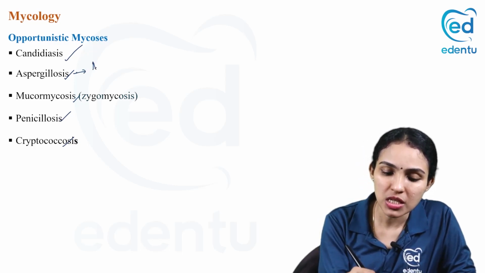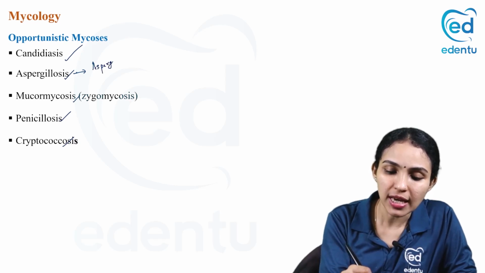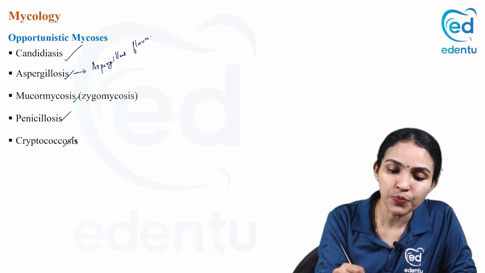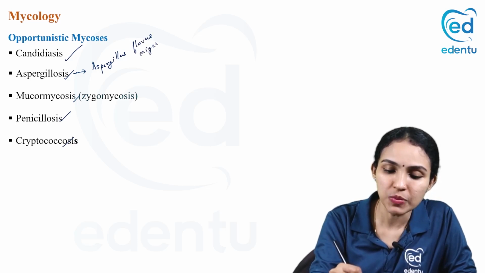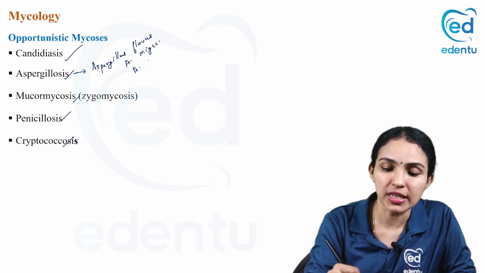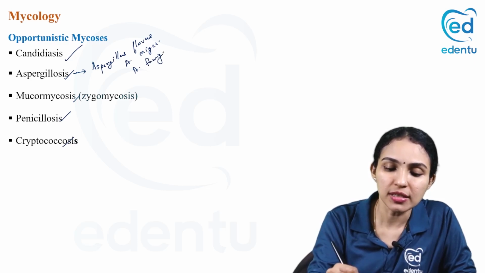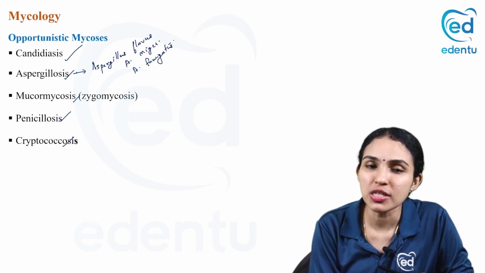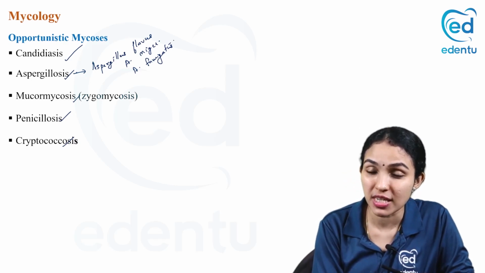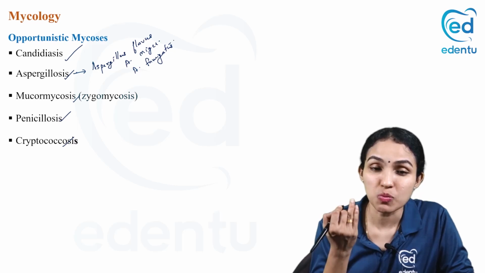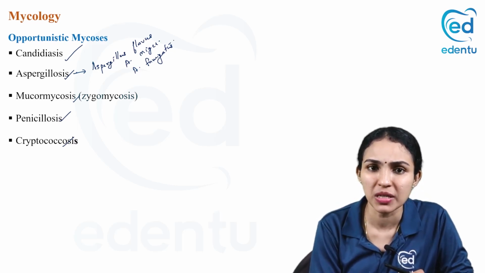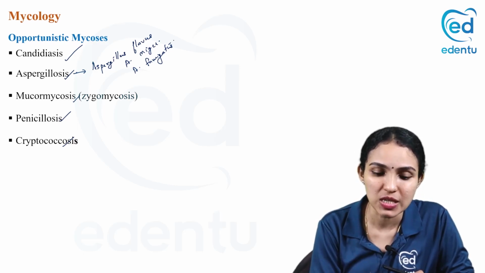Aspergillosis is caused by the fungus Aspergillus, and please learn some species of Aspergillus in case it is asked: Aspergillus flavus, Aspergillus niger and Aspergillus fumigatus. These are the common Aspergillus species that cause aspergillosis, and the manifestations can be pulmonary aspergillosis, Aspergillus sinusitis, otomycosis, and even disseminated or systemic aspergillosis.